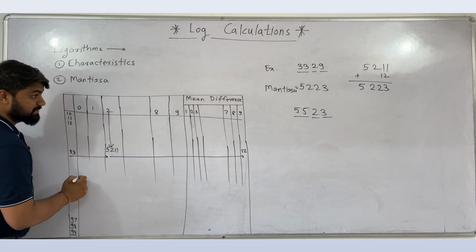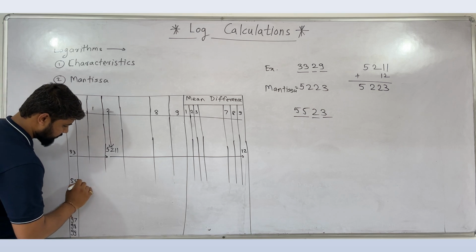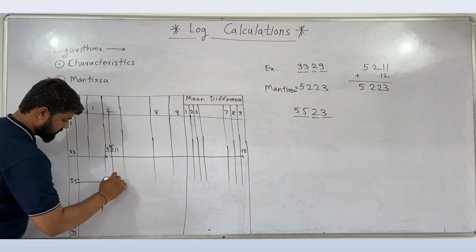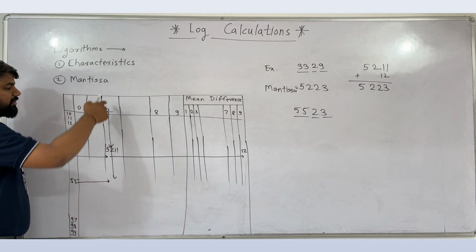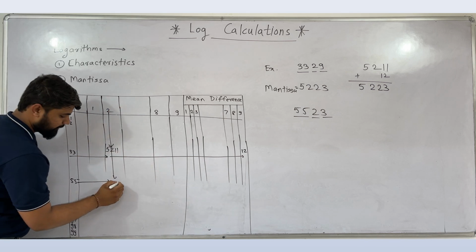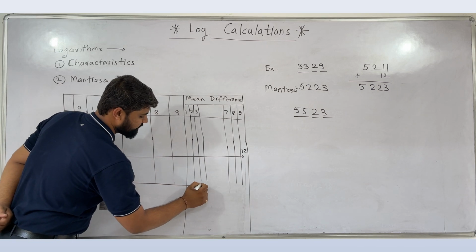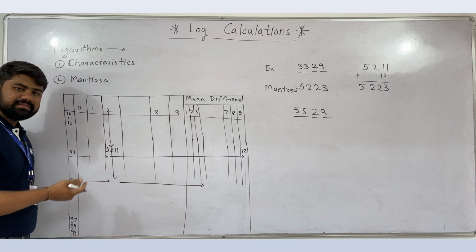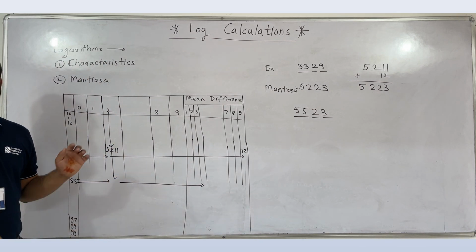Now, see, we will go from 55 to 2, the row of 55 and column of 2. It will give us a number, and then we will go to the mean difference of 3. In such a way we can find mantissa.